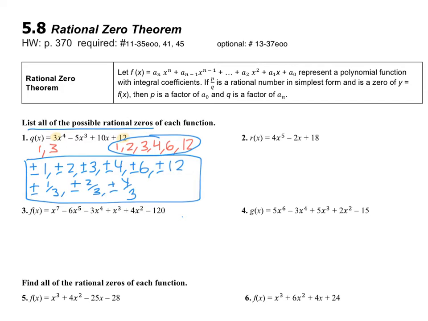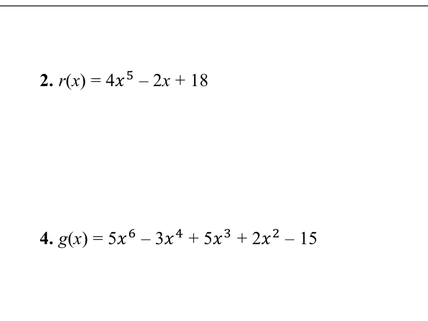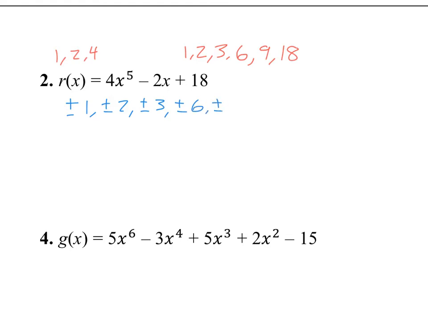Okay, for number 2, again, all we really care about is the 4 and the 18. So the factors of 4 are 1, 2, and 4. The factors of 18 are 1, 2, 3, 4 does not go in, 5 does not go in, 6, and now we're going backwards. 3 times 6, 2 times 9, and 1 times 18. Okay, so for our list, we take all the numbers on the right, put them with a plus or minus in front.